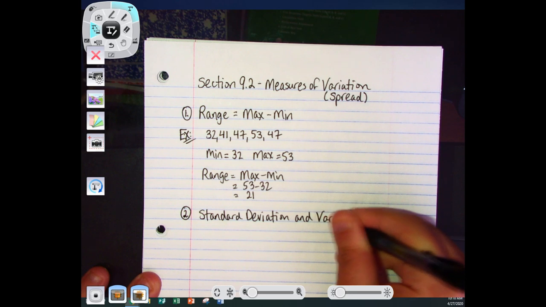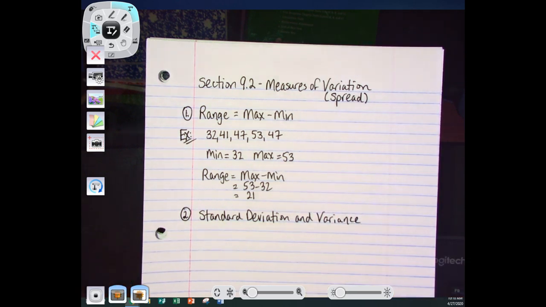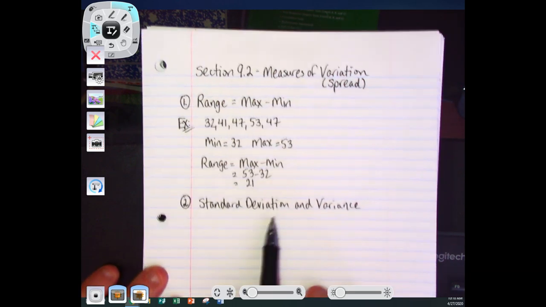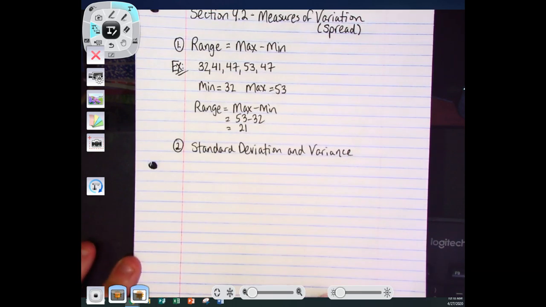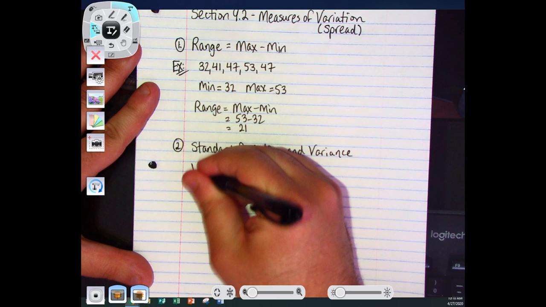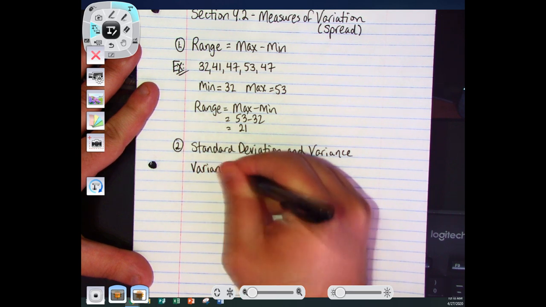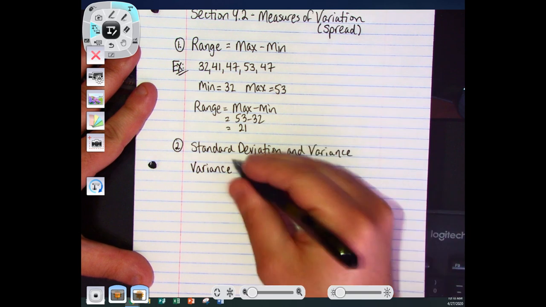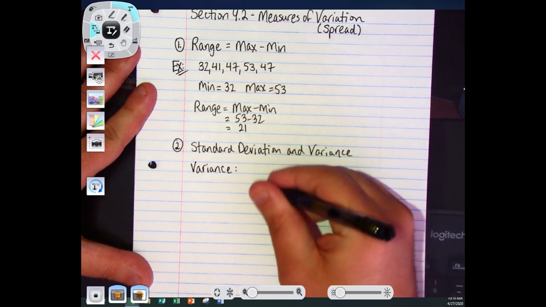When we look at these two, this helps give us an idea of how far out from a central tendency, from the mean, these data values would be spread. So here we use this idea of standard deviation and variance. To do this, we have two formulas that we use. To calculate the variance of a sample, we use the following formula.